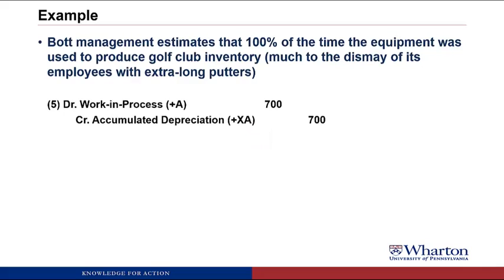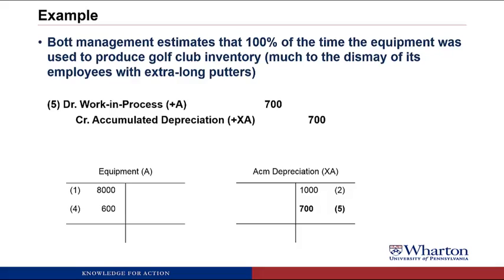So in this journal entry, we're going to, again, credit accumulated depreciation like we did in a prior video. But we're only going to debit work in process inventory because 100% of the equipment time was used to produce inventory. None of it was used for personal use, and so there's no SG&A component to this. We then go ahead and put that $700 into the accumulated depreciation account.